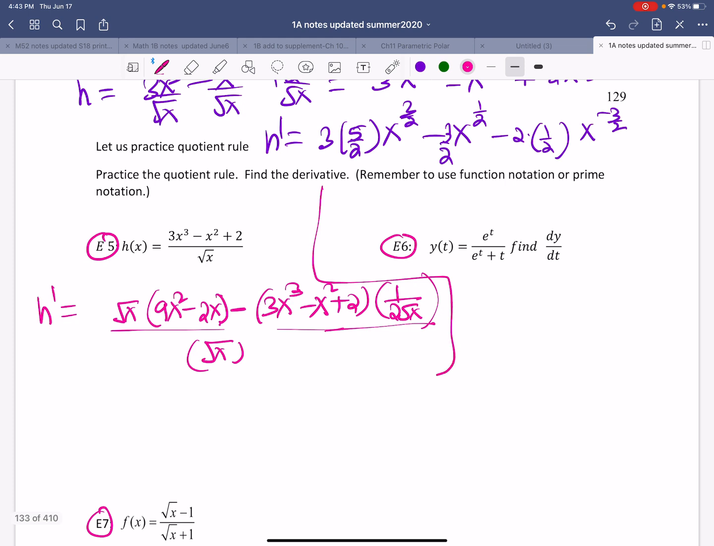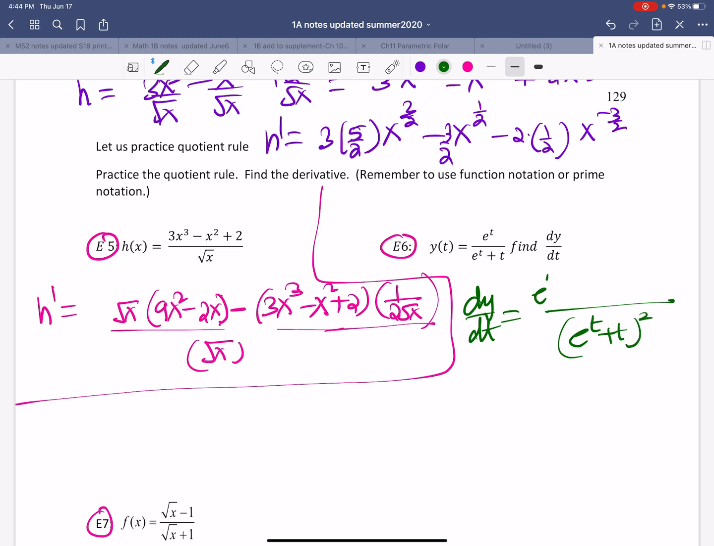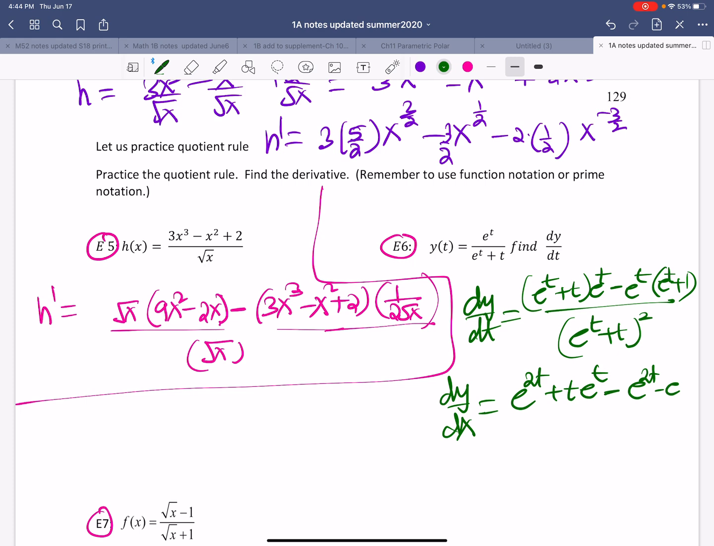All right, next example, e to the power t over e to the power t plus t. We want to find dy dt. So I'm going to start dy dt, lower term squared, e to the power t plus t, lower terms times the derivative of higher term minus higher term times derivative of lower term. And simplification, and that would be it. So e to the power t times e to the power t is e to the power 2t plus t e to the power t minus e to the power 2t minus e to the power t over e to the power t plus 1 squared.